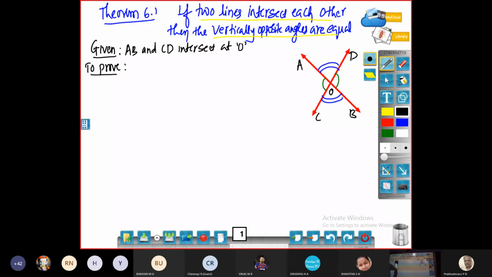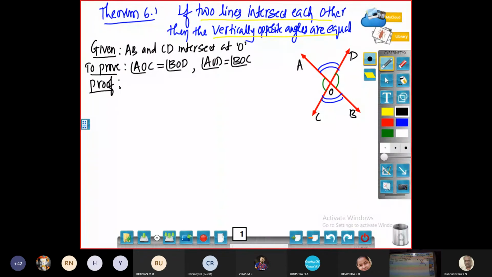Which are the vertically opposite angles? Angle AOC is equal to angle BOD. Then another pair, angle AOD is equal to angle BOC. Is it clear? The angles shown in blue color are AOD and BOC, and in green color AOC and BOD. Okay, so now let us go to the proof.